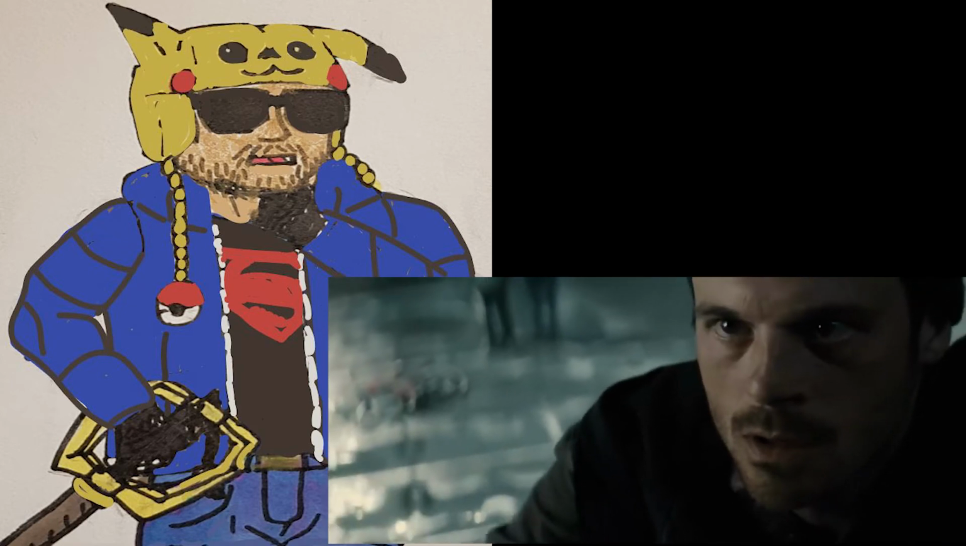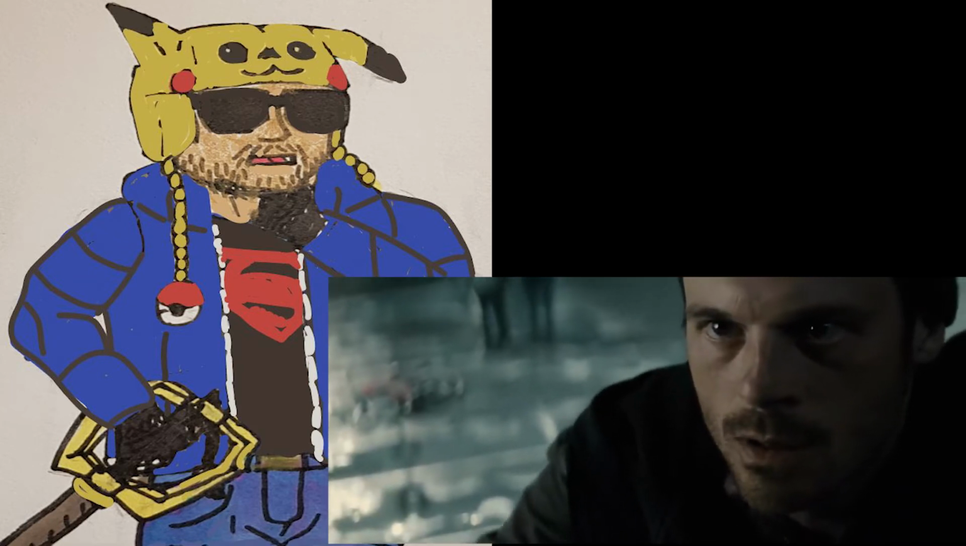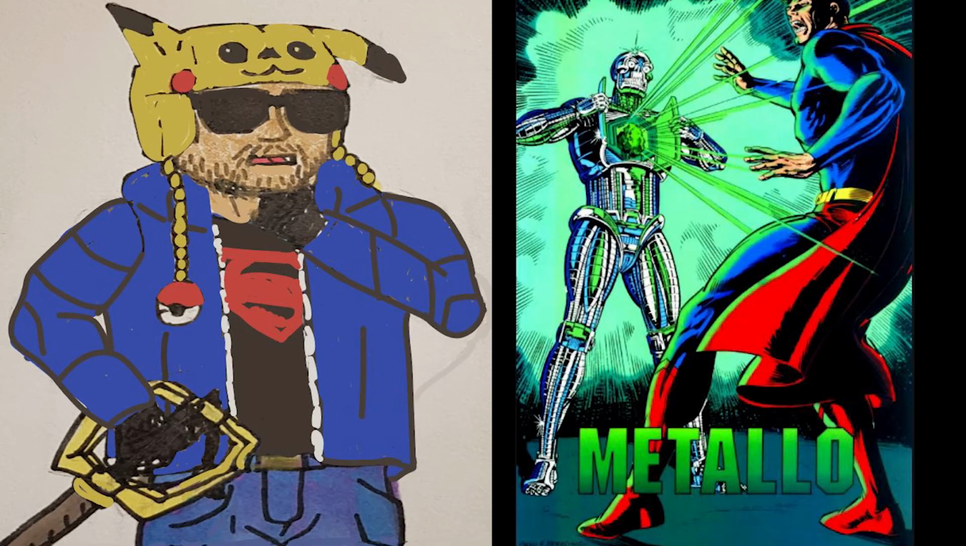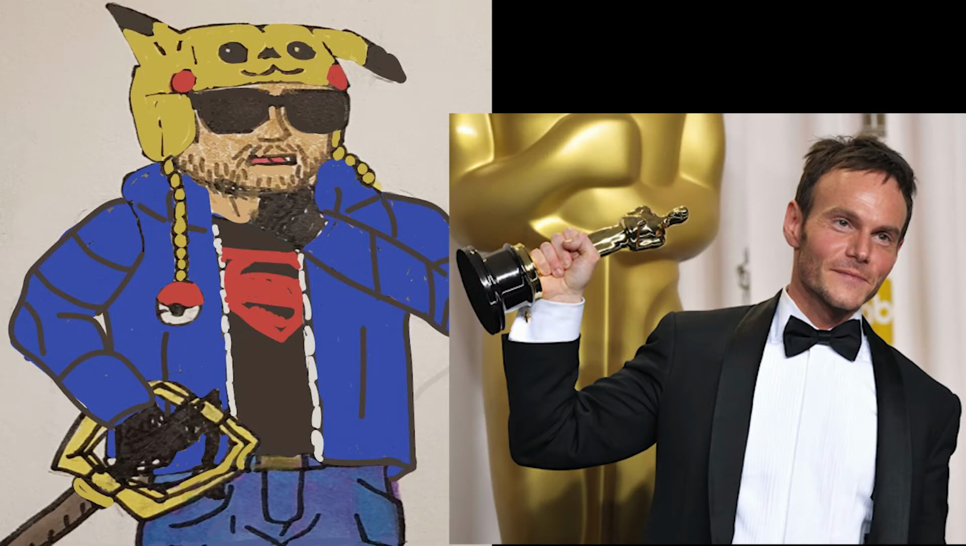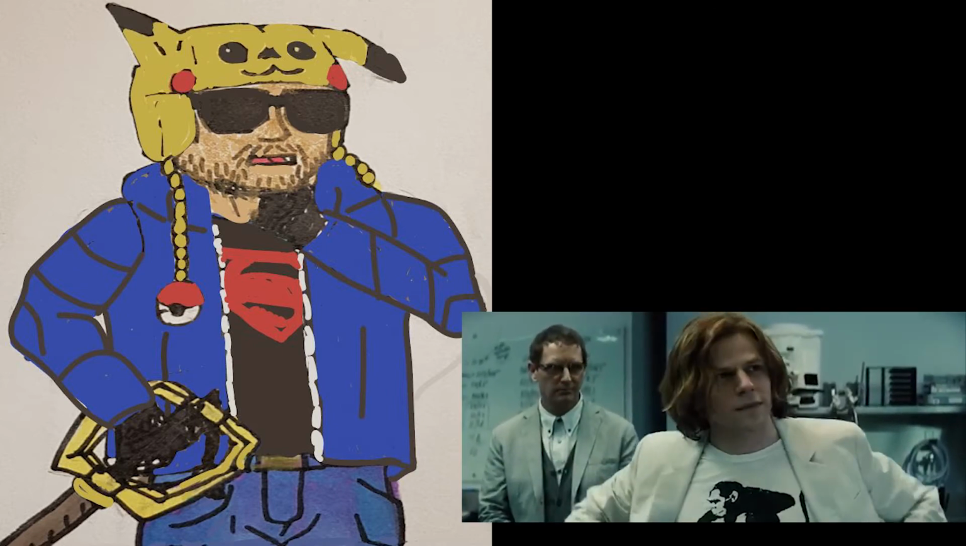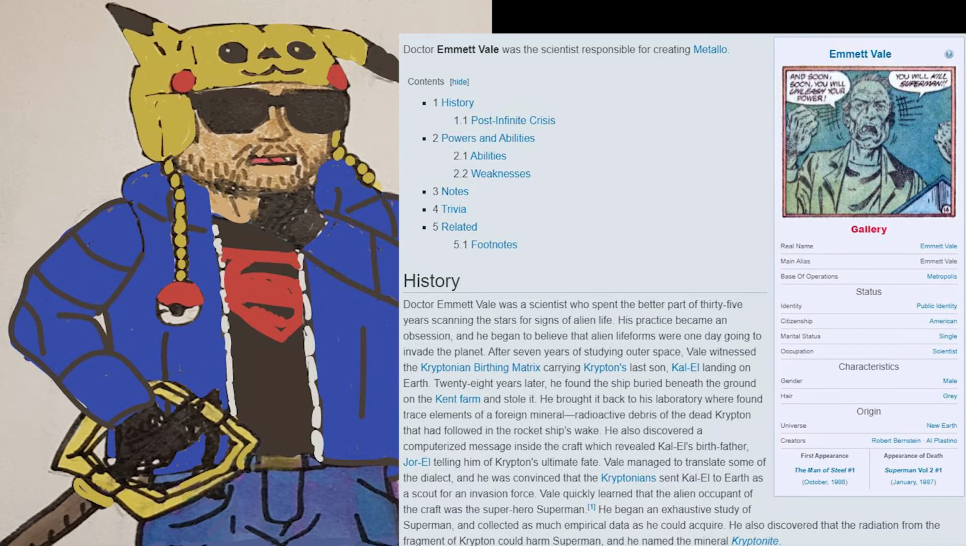By the way, I cannot confirm this, but there are rumors that Keith was apparently supposed to be Metallo in the earlier versions of the film before Chris Terrio came to rewrite the script into the final version we got. There is some evidence of this in the end credits, where this scientist with Luthor is credited as playing Emmett Vale, Metallo's creator in the comics.